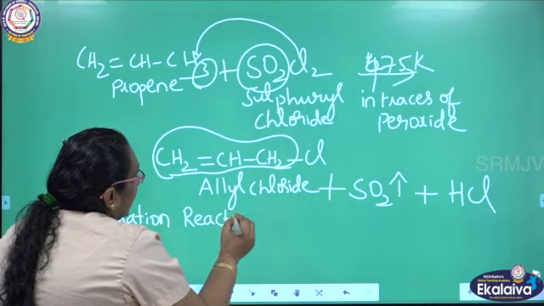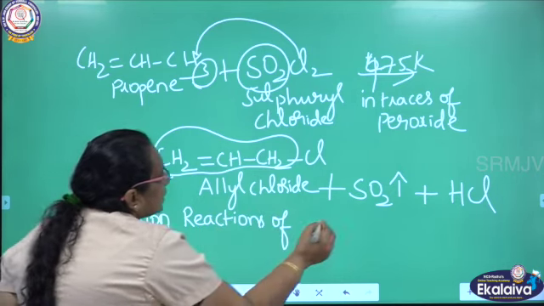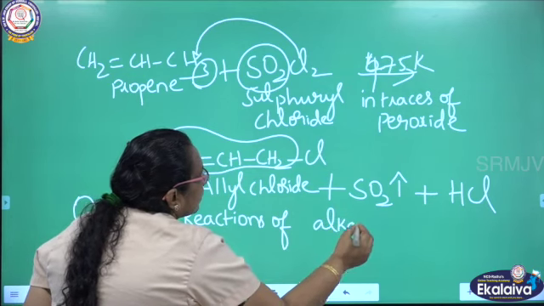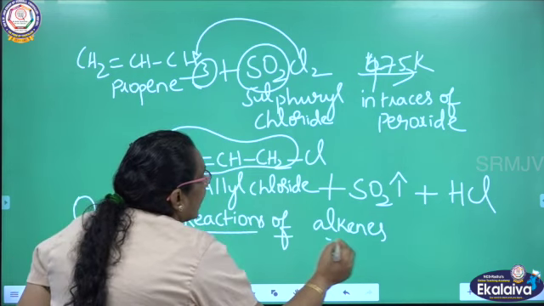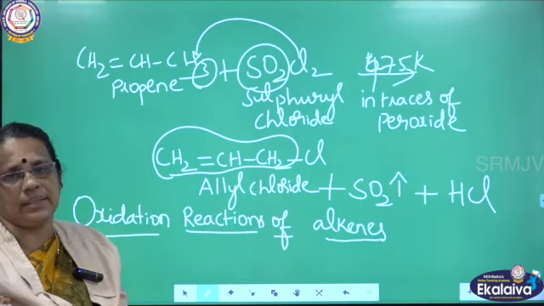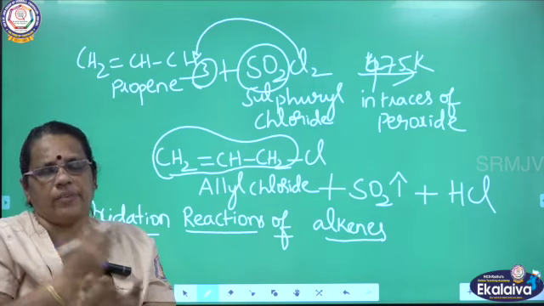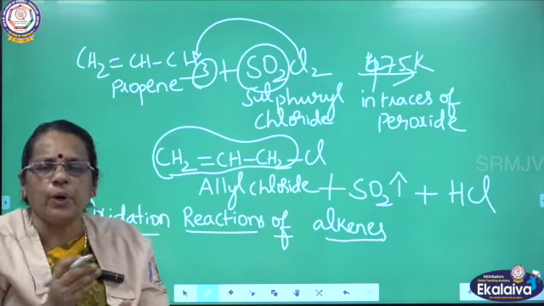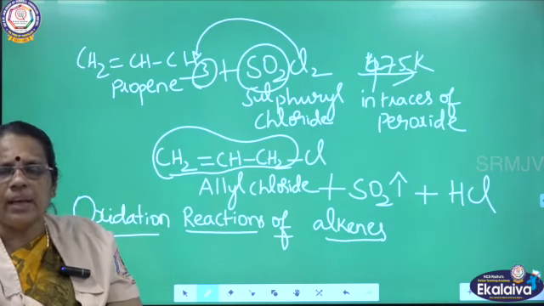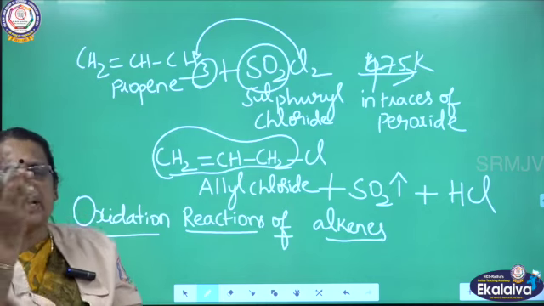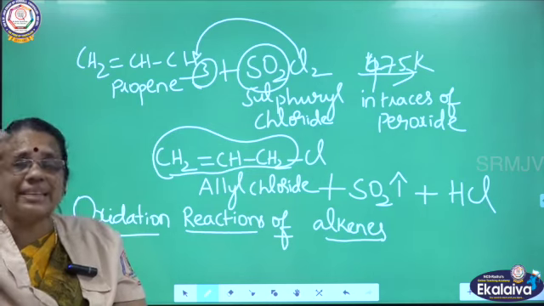Oxidation reactions of alkenes, very important. Here we are going to see different types of reagents and different types of products. What is oxidation actually? Either addition of oxygen or removal of hydrogen. So here we are going to use different types of oxidizing agents. We are going to see cold dilute alkaline potassium permanganate and acidified potassium permanganate, drastic conditions.